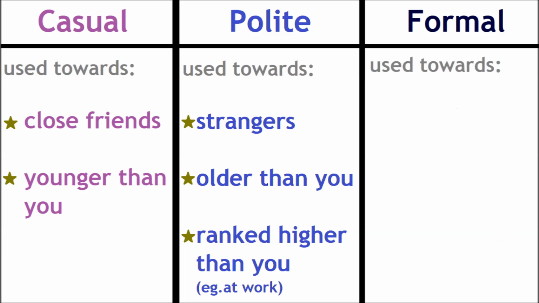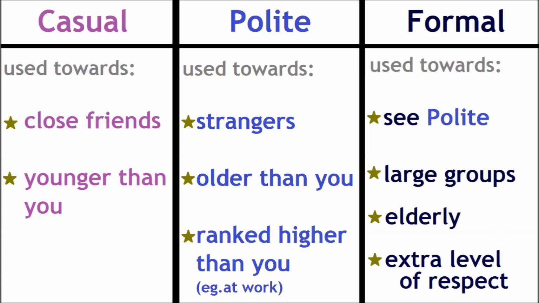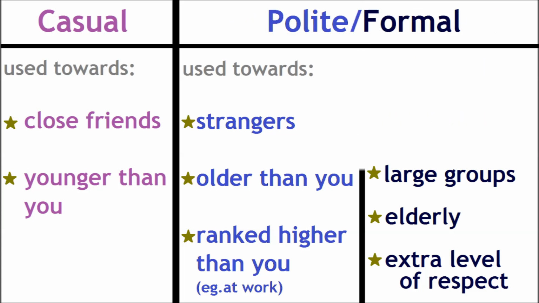Polite speech is for strangers, people older than you, and people ranked higher than you. Formal speech can also be used for all of the same people that polite speech can be used for, and in addition, it is used for addressing large groups, elderly people, and anyone else to whom you want to show an extra level of respect. Polite language and formal language are often used interchangeably, and when it comes to pronouns, there is usually only one word that is considered both polite and formal. So as we go through this lesson, I will be showing you how to say each pronoun in both the casual way and the polite/formal way.